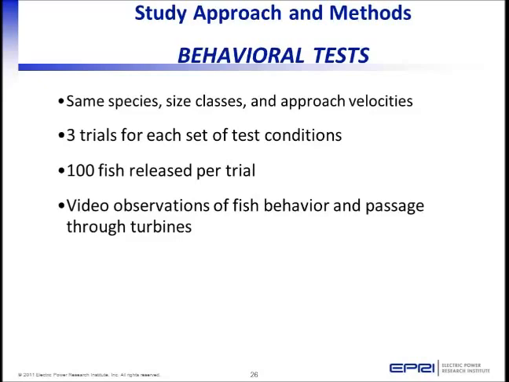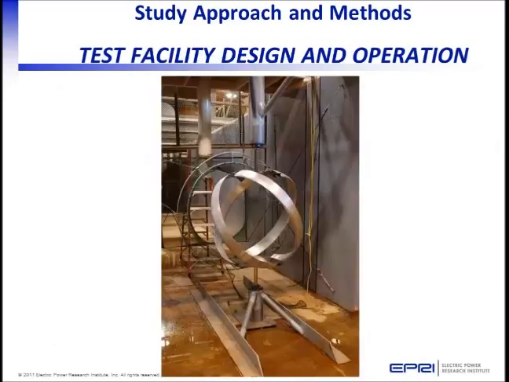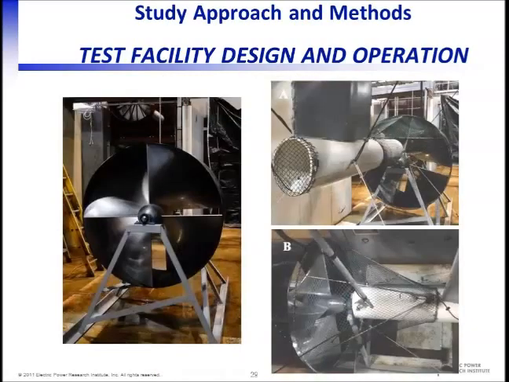The behavioral tests were done using the same species and size classes and approach velocities. And there were 3 trials for each set of test conditions, again with 100 fish released per trial. And there were video observations with each test group. I'll skip over this figure of the test facility, and we can skip over this slide as well, and go to slide 29.